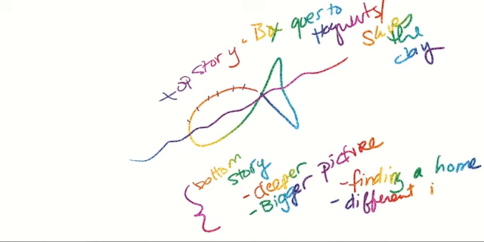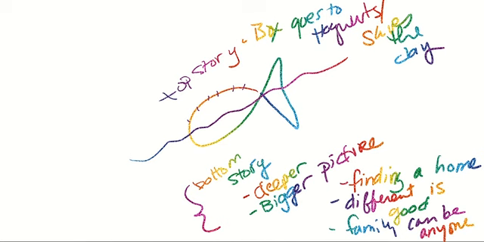The idea that different is good. The idea that family can be anyone, right? You don't have to necessarily have a blood relation to be a family member. So that's the deeper meaning, that's the bigger picture. And in a really great story, all of these little plot points are going to be giving you clues to what the bigger picture is.